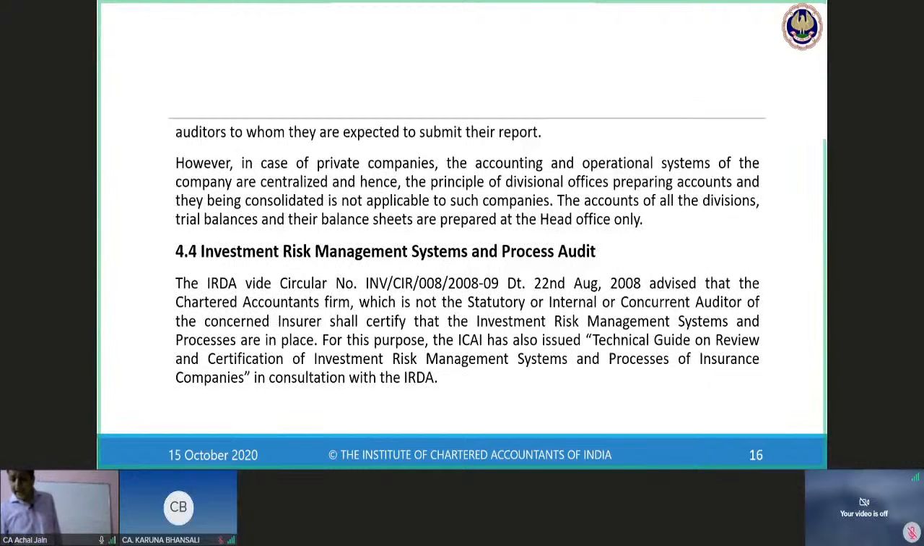As we can say, in case of private companies, meaning the private sector, we are not talking about private limited companies. We are talking about public limited companies, but which are into the private sector. The accounting and operational systems of the company are centralized, and hence the principle of divisional offices preparing accounts and control, and their being consolidated, is not applicable to such companies. They are generally maintained at the HO level.